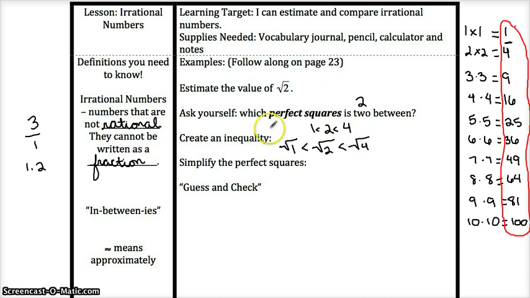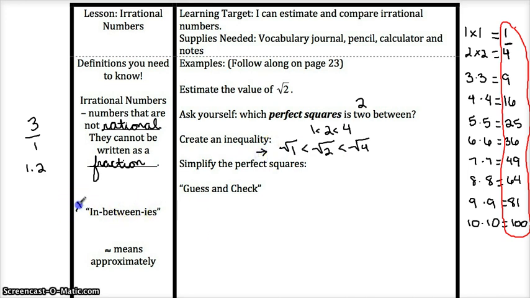Okay, now as a side note, I call this step right here an in-betweenie, and I put the word right here. It's not a real word, it's a made-up word, but this is what I call it. It's an in-betweenie because you're putting the 2 in between the 1 and the 4, or between the perfect squares. In this case, it is a 1 and a 4.